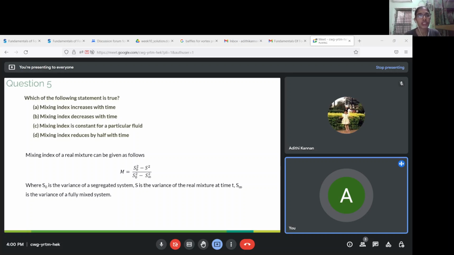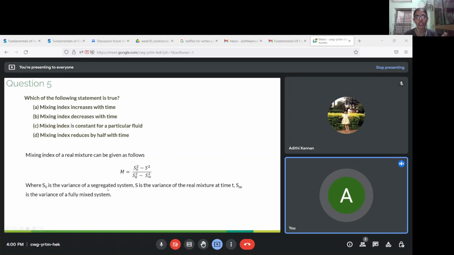So mixing index is actually a dimensionless variable, and for a real mixture, the mixing index can be given as M is equal to S naught square minus S square divided by S naught square minus S infinity square. So in this case, S naught is the variance of the segregated system. That is, you can say maybe at time t equal to 0, when you have a segregated system, you will have the variance of that particular system.